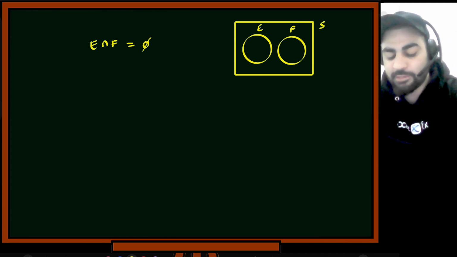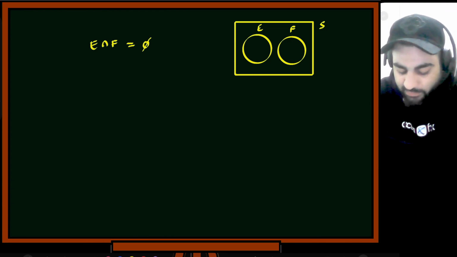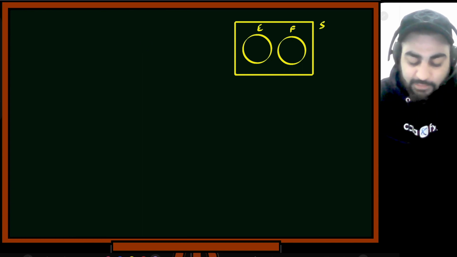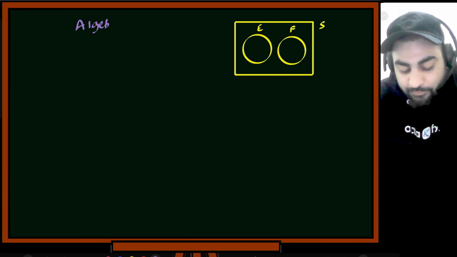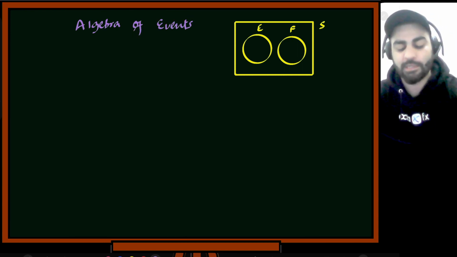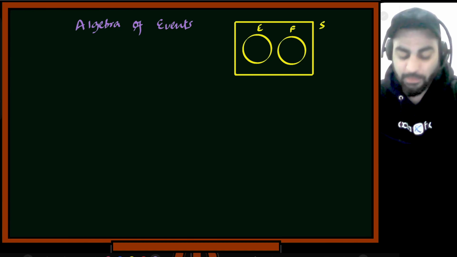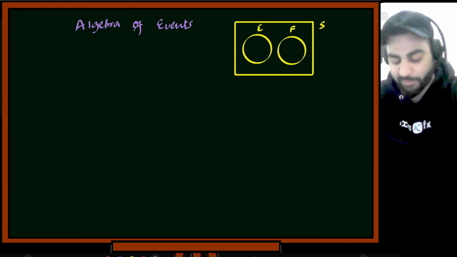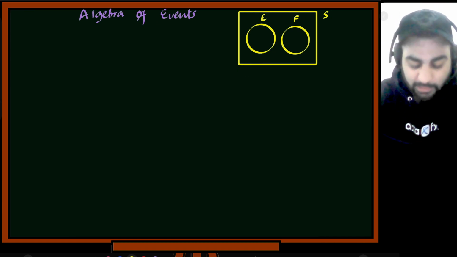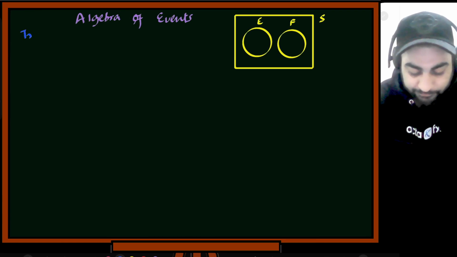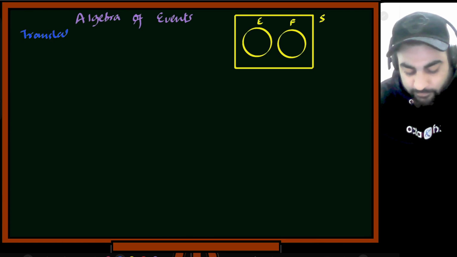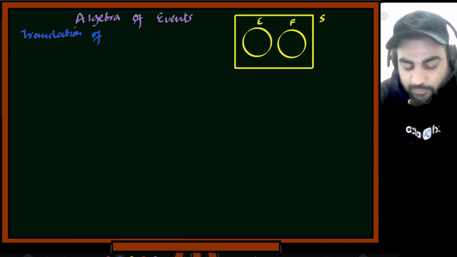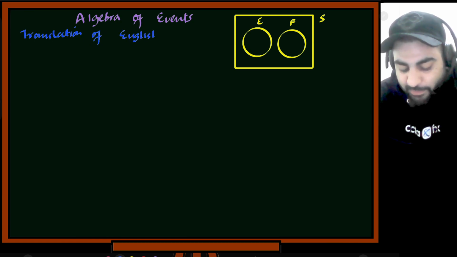From that we have seen different sorts of things, but now we'll see what is called the algebra of events. Have this heading in your notes. Write it as algebra of events. So what is the algebra of events? This basically is a translation of whatever is asked to you in the English language into mathematics, or vice versa.